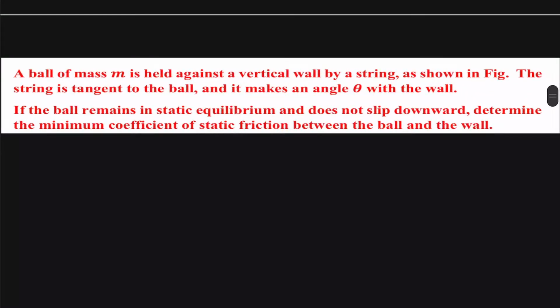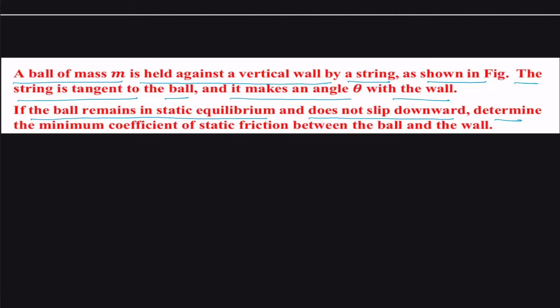The second question states that a ball of mass m is held against a vertical wall by a string, as shown in the figure. The string is tangent to the ball and makes an angle of theta with the wall. If the ball remains in static equilibrium and does not slip downwards, determine the minimum coefficient of static friction between the ball and the wall.